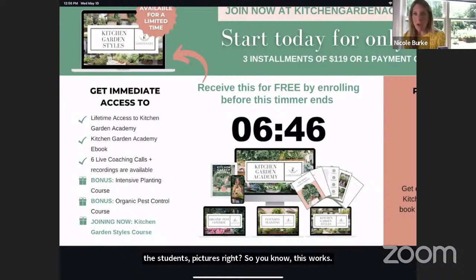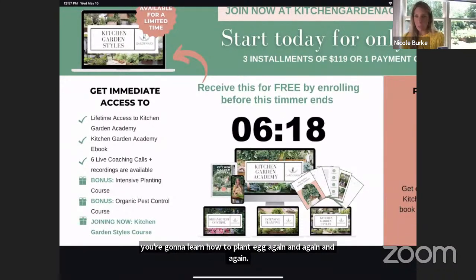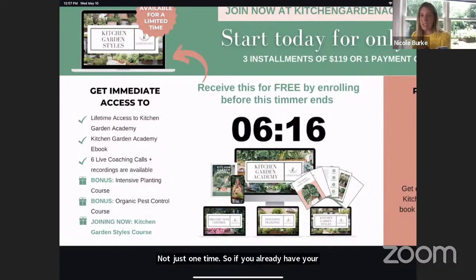And then other people say, well, I already have my garden set up. My garden actually is already even planted for the summer. Well, here's the thing you're going to learn in Kitchen Garden Academy. We never stop planting. Okay. Like I'm going to go plant a garden tomorrow that's already been planted since February. And so in Kitchen Garden Academy, you're going to learn seasonal planting. You're going to learn how to plant again and again and again, not just one time. So if you already have your garden set up, if you already planted that, you can still use this program to maximize what you get.